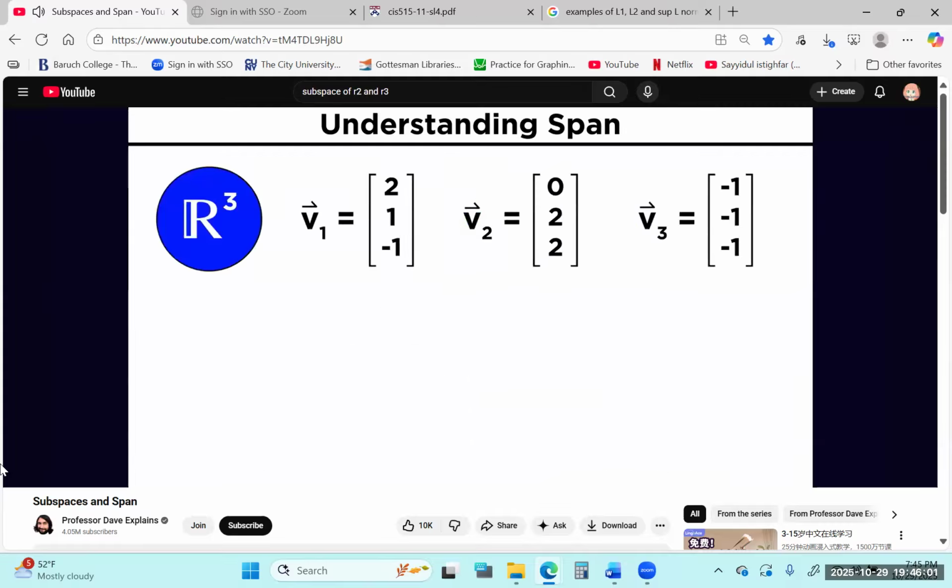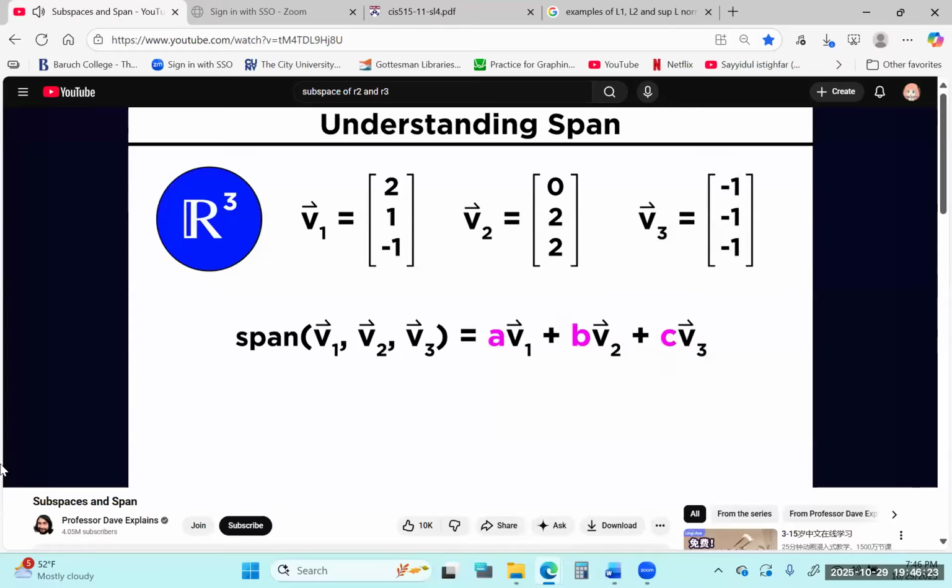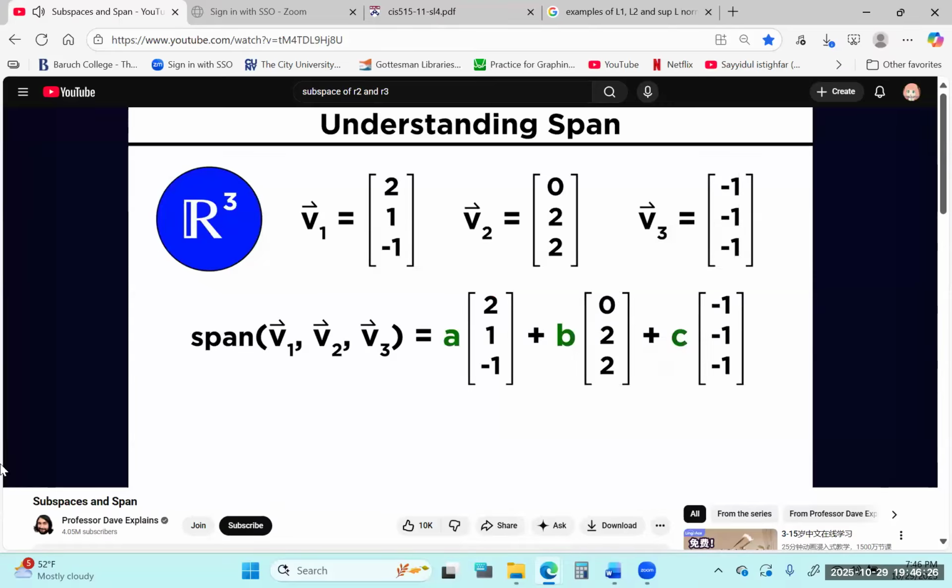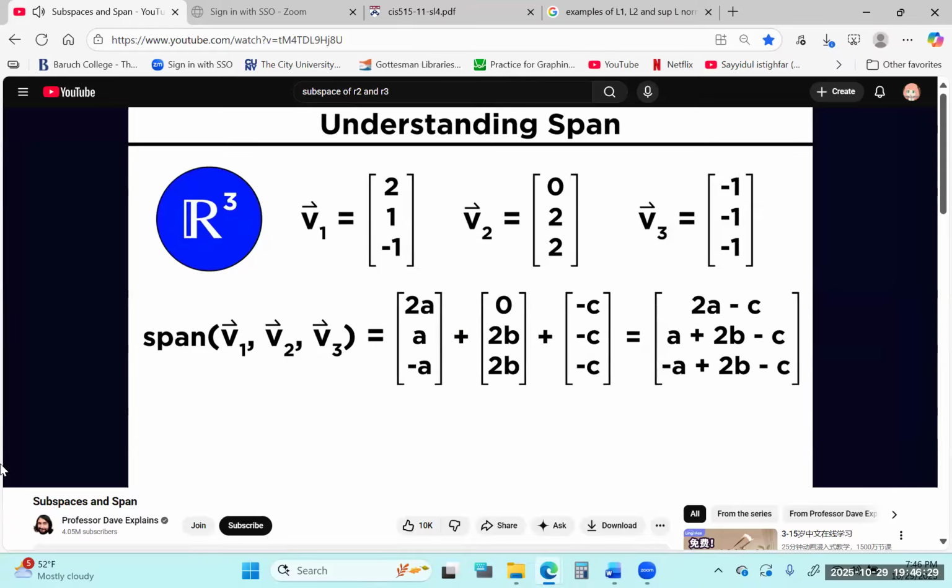As an example, let's take three vectors from R3, those being (2, 1, -1), (0, 2, 2), and (-1, -1, -1). The span of these three vectors will be given by the linear combination A V1 plus B V2 plus C V3, where A, B, and C are all scalars. Let's plug in our vectors and distribute the scalars, and then do vector addition to see that the span of these three vectors has the form (2A - C, A + 2B - C, -A + 2B - C).